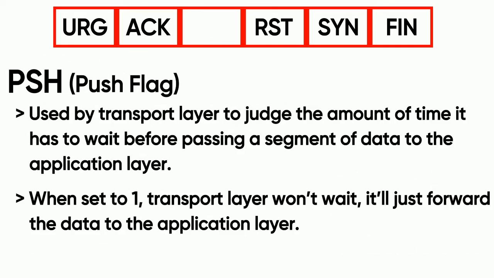Now let's get to the push flag with the symbol PSH. This one is more like the urgent flag. It is used by the transport layer of the receiver to judge the amount of time it has to wait before passing a segment of data to the application layer. So when the push flag is set to 1, the transport layer is not going to wait, it's just going to forward the data segment to the application layer. So that's the push flag.